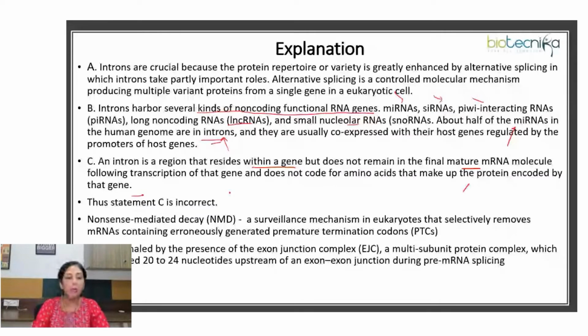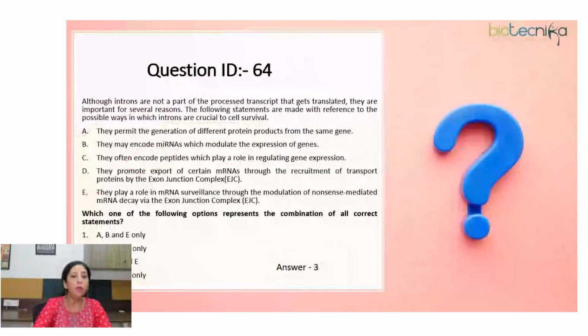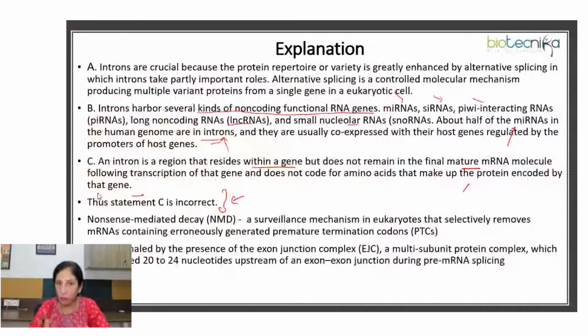Now let us find out why the other two statements, statement D and E, are correct. If you know about the nonsense mediated decay mechanism, only then could you have been able to find out why the other two statements will be correct. Basically, it is a surveillance mechanism. The cell has evolved many surveillance mechanisms to check those mRNAs that have errors. One of the best studied RNA surveillance mechanisms is nonsense mediated decay, which targets mRNAs that harbor a premature termination codon, that is PTC.